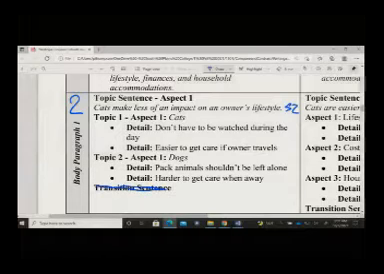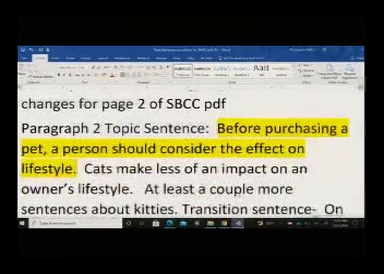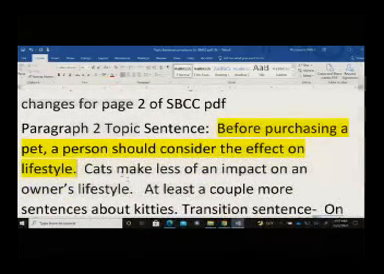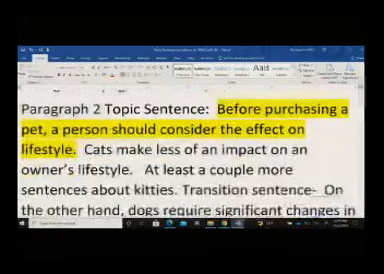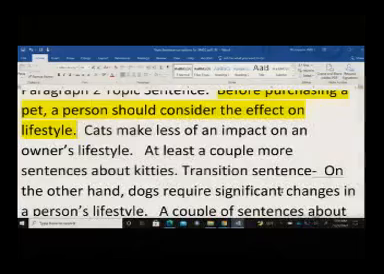I really don't like transition sentences at the bottom, at the end of a paragraph. If you don't do it well, it feels off topic, and that's the reason. So the page that I gave you, that's the Word document, it actually goes into paragraph 2, and it says, cats make less of an impact on an owner's lifestyle, at least a couple more sentences about kitties. Then you're going to have a transition. On the other hand, dogs require significant changes in a person's lifestyle.